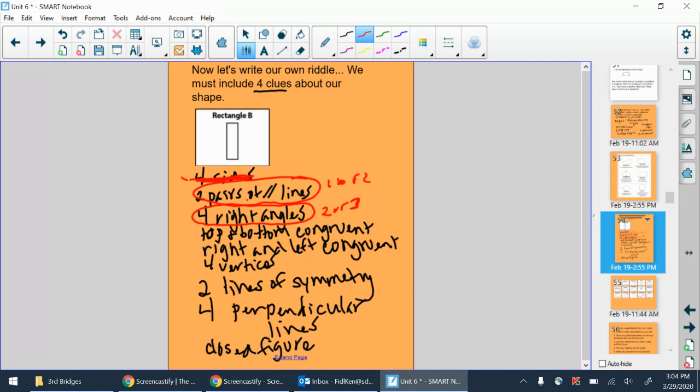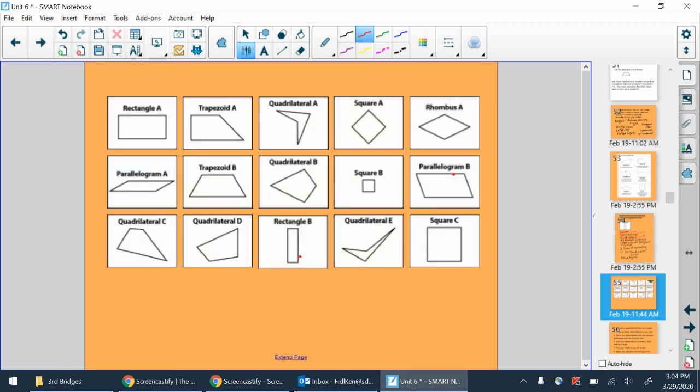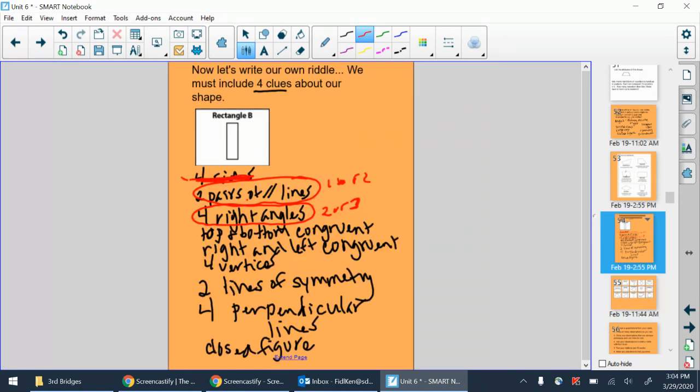Let's see, I said something about the congruent lines. That might be good. Maybe in my clues, I don't say something exactly like the top and bottom are congruent, because that would help with a little bit, but maybe I'll say something about the congruent line. So I'm going to circle that one.